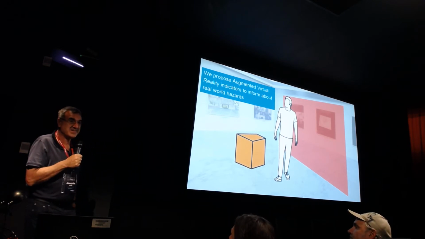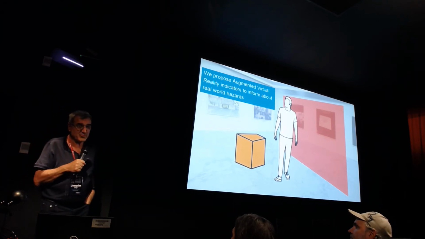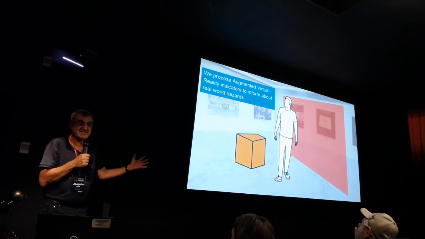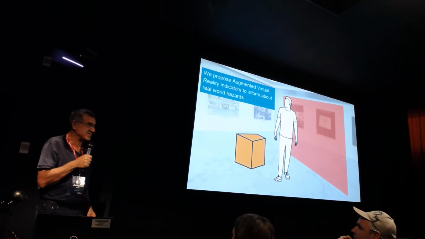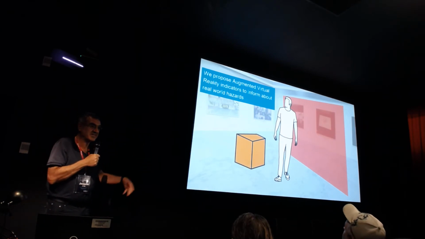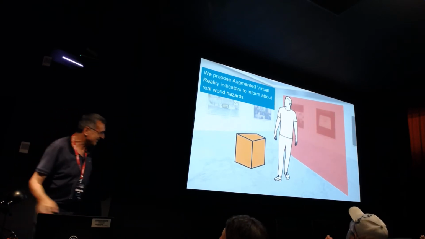And the idea here is to augment the virtual environment with proxies for the obstacles, so you can still do your dance without hitting the furniture or without the furniture hitting you. And if you want to know more details on how we did that, please come to our poster.